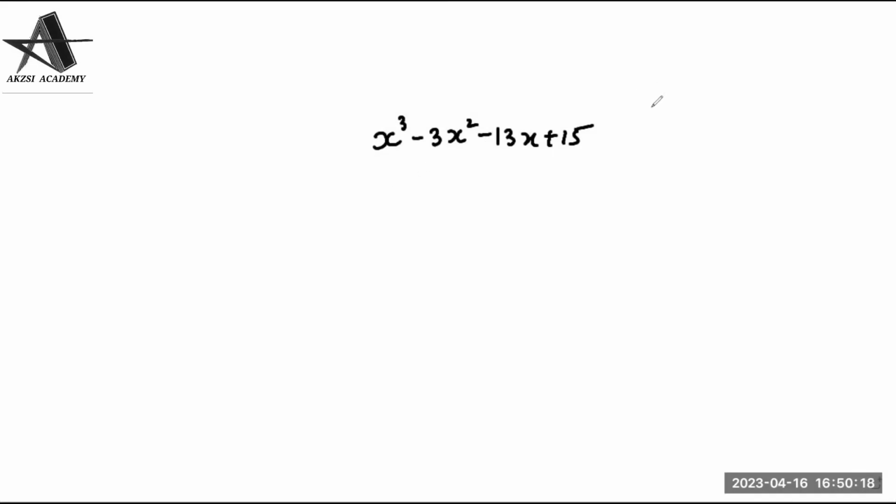Hit and trial means, suppose let me put x equals 0. Whenever I put any value of x, my whole answer should be 0. It's not giving me 0. Then what I'll do, I'll put x equals 1. Let me put x equals 1.